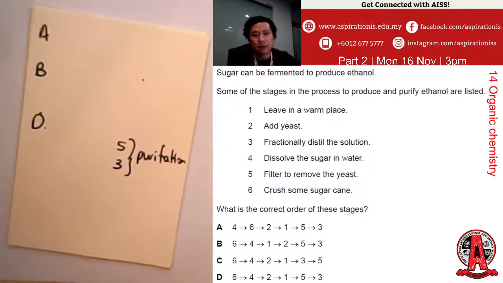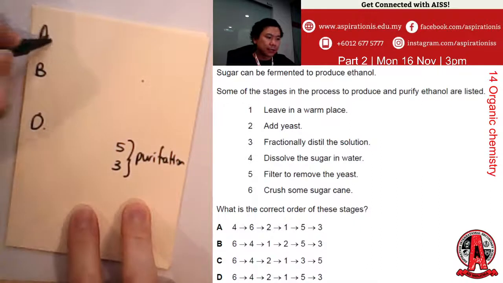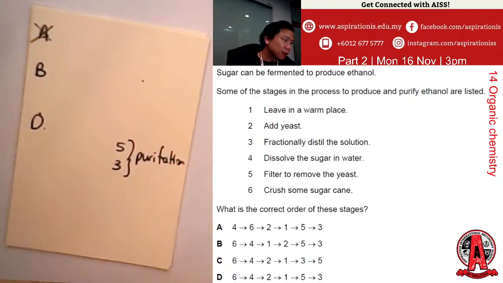Okay? Now let's get the first one. What do you think is the first one? Of course, the first one is obvious, right? Alright, the first one is to crush the sugar cane. And then miraculously, after crushing the sugar cane, then you got, so I don't know, I feel that there's a disconnect between 6 and 4. After you crush the sugar cane, you should have some sugar juice, right? But then they want us to dissolve the sugar in water. So that's a bit confusing. Anyway, you're going to crush the sugar cane first. So the answer is either B or D.